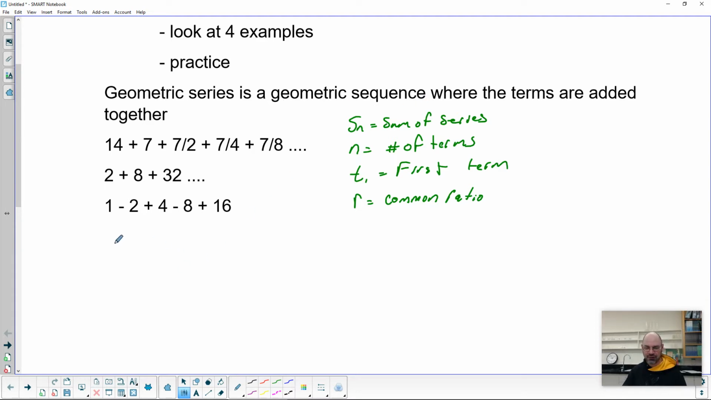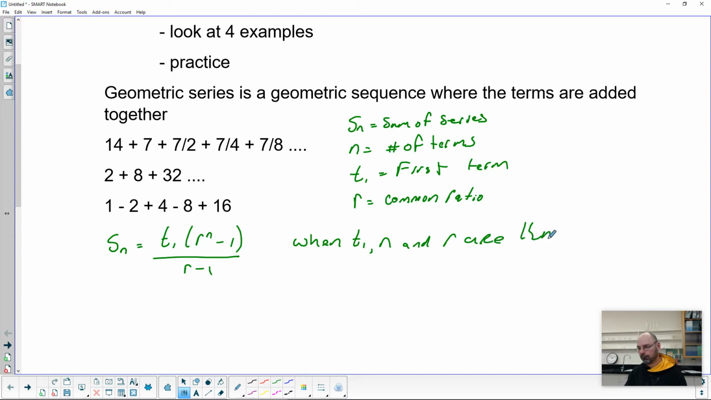So we have two sum formulas. The first one is when you have T1, r, and n. If you have those, it's T1 times r to the power of n minus 1, all over r minus 1. So this is when T1, n, and r are known. Okay, so there's one. If you know the final term, you can also do a second formula.